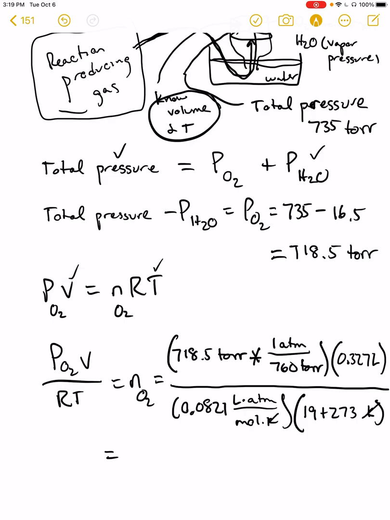My units will now cancel. I have my temperatures in Kelvin. My torrs cancel, giving me a pressure in atmospheres. My atmospheres cancel. And my liters cancel, giving me my n in moles. And doing all of that math, I get 0.0129 moles of oxygen gas.